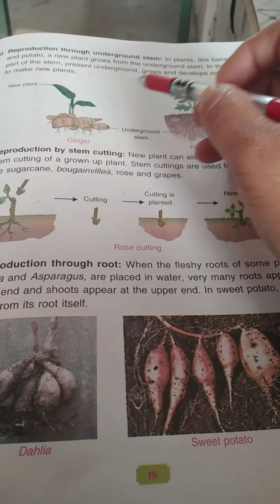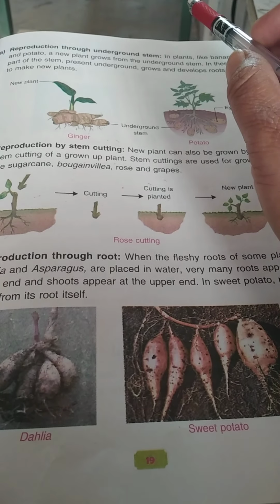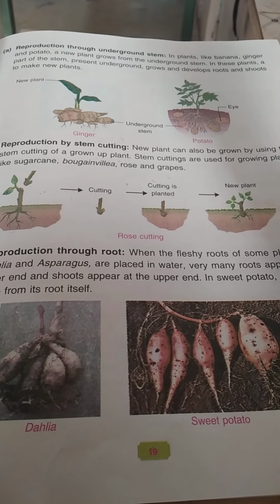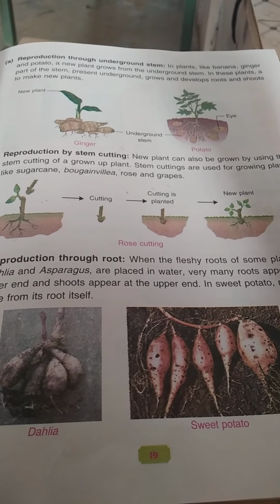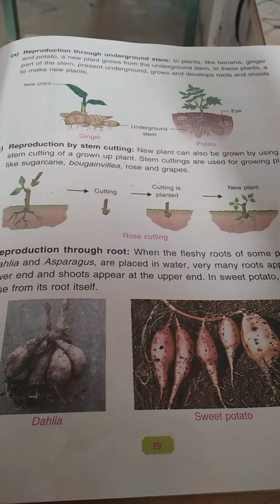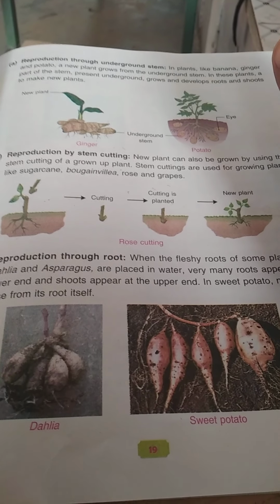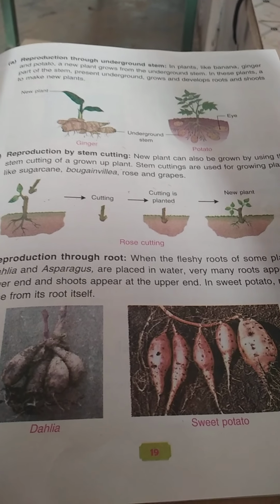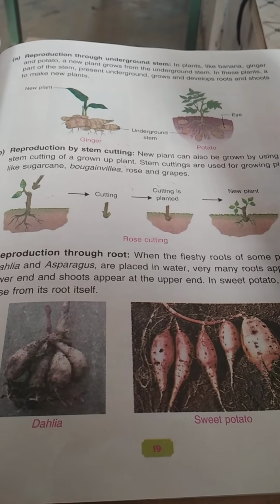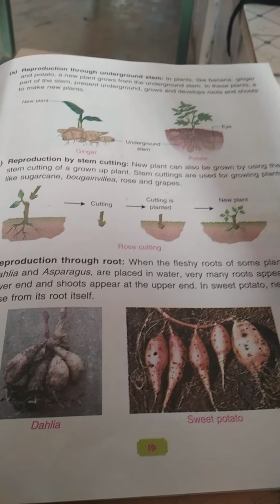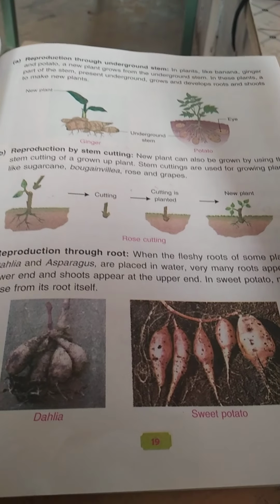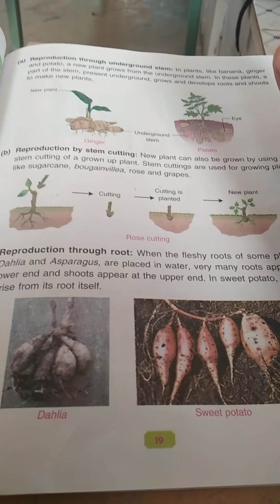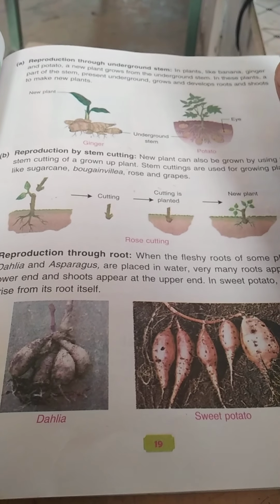First example is reproduction through underground stem. Now you all know that stem is the part present above the ground. But when it is modified for some purpose and remains inside the ground, then it becomes an underground stem. The most appropriate examples of this are potato and ginger. You all know about potato and ginger. You get them from inside of the soil, underground.